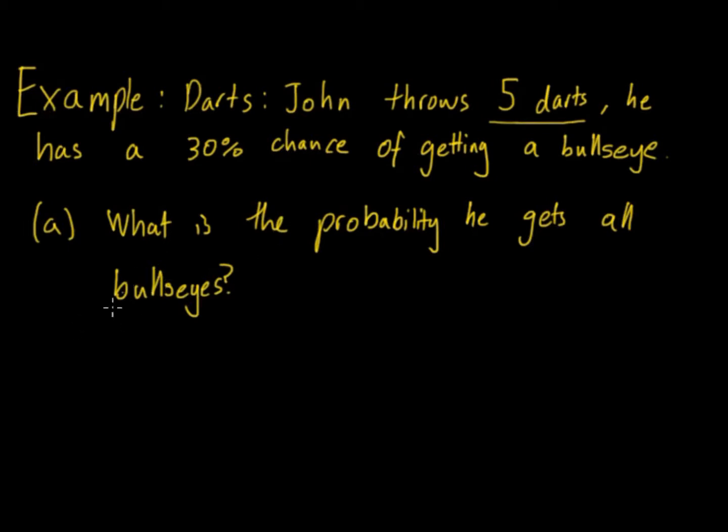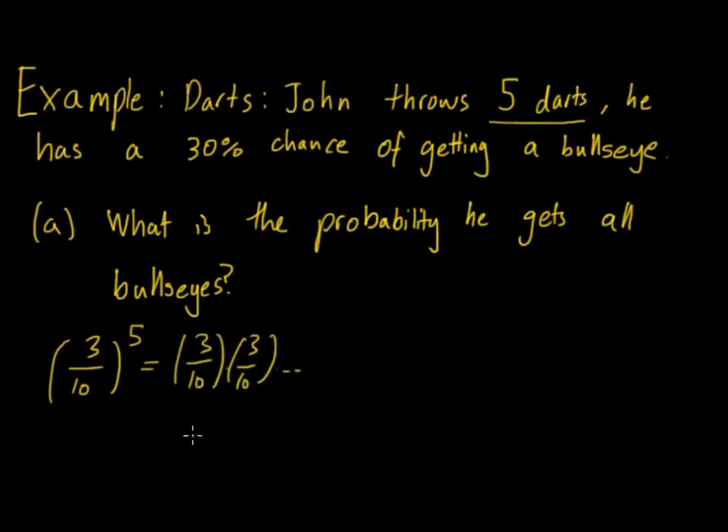We can do this question initially using our previous probability skills. The probability he gets all bullseyes is 3 on 10, so that's 30%, to the power of 5, which is just 3 on 10 times 3 on 10, etc. That's like a previous probability question we've done before. It's the probability he gets 1 bullseye, times the probability for the second time, times third, times fourth, times fifth. So it's just 3 on 10 to the power of 5.